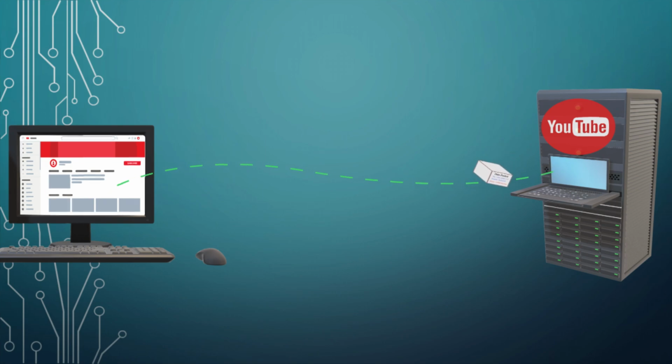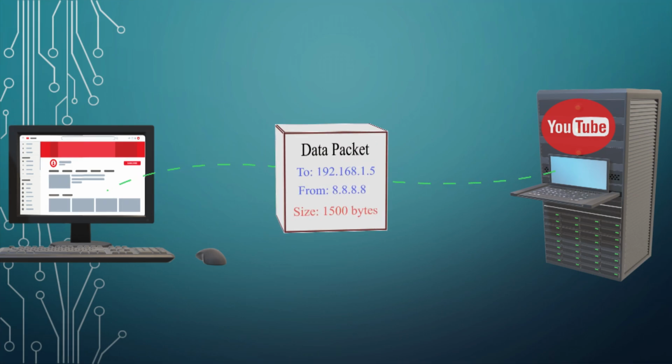Think of a packet like a package sent to you when you order something online. When you order something, you need to have an address, so that the package knows where it is to be sent. The same goes for packets on the internet, where each packet is labeled with your IP address as well as the sender's IP address.